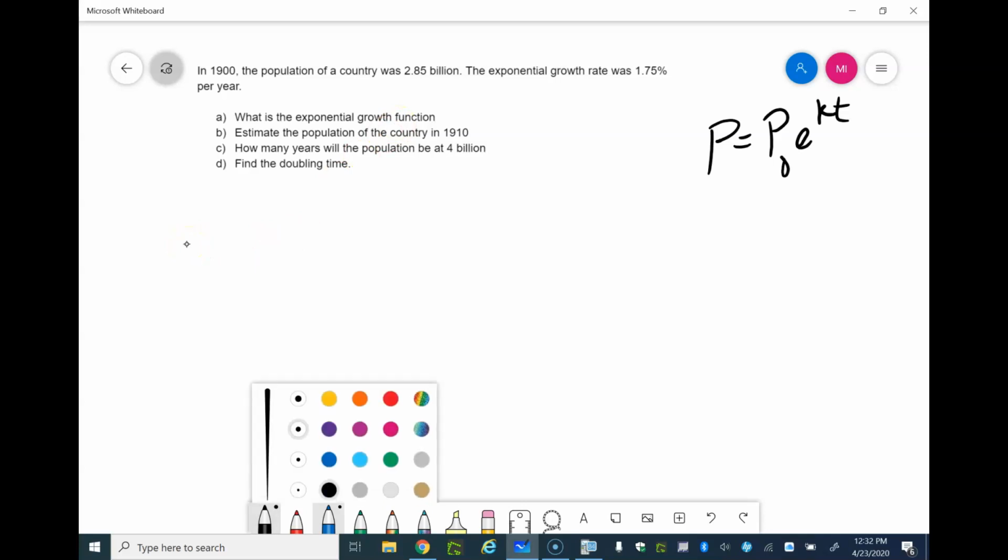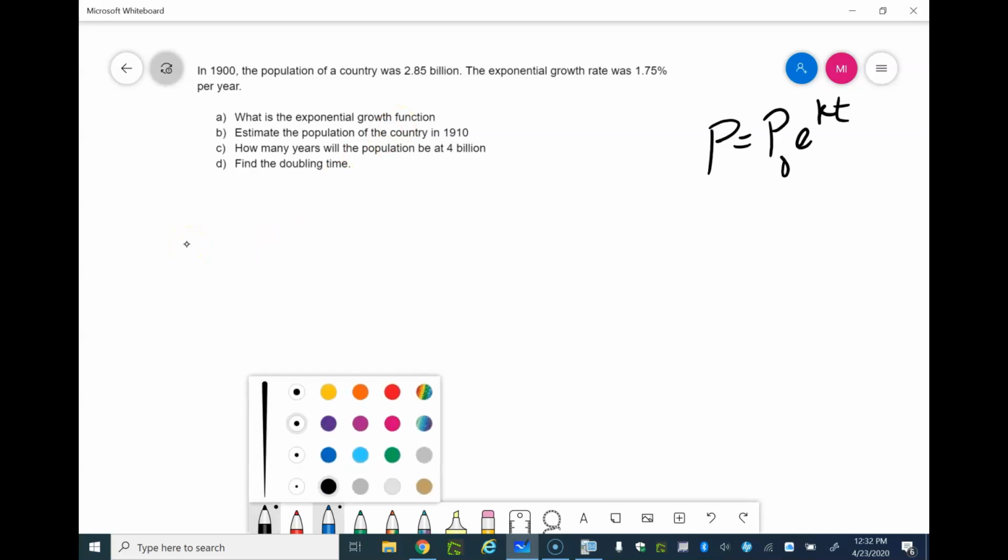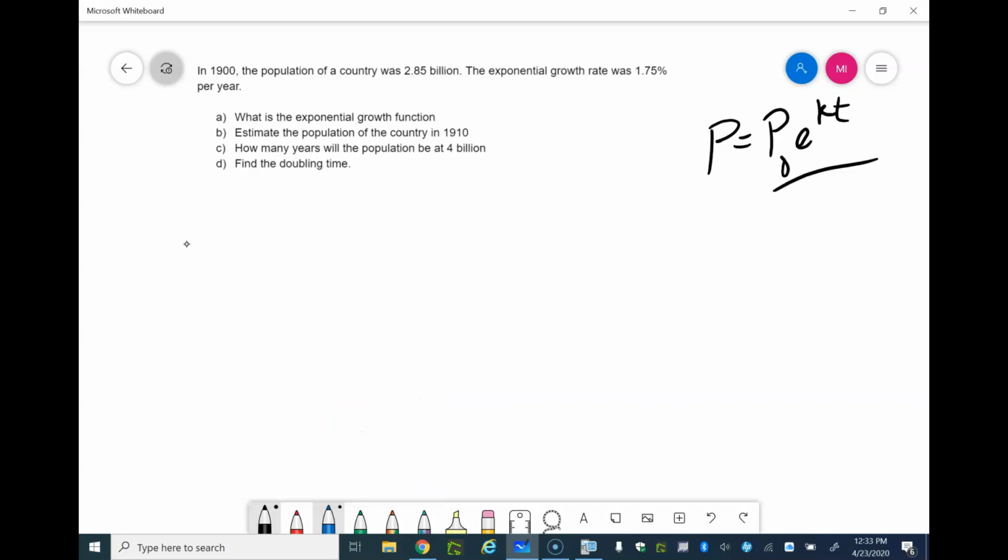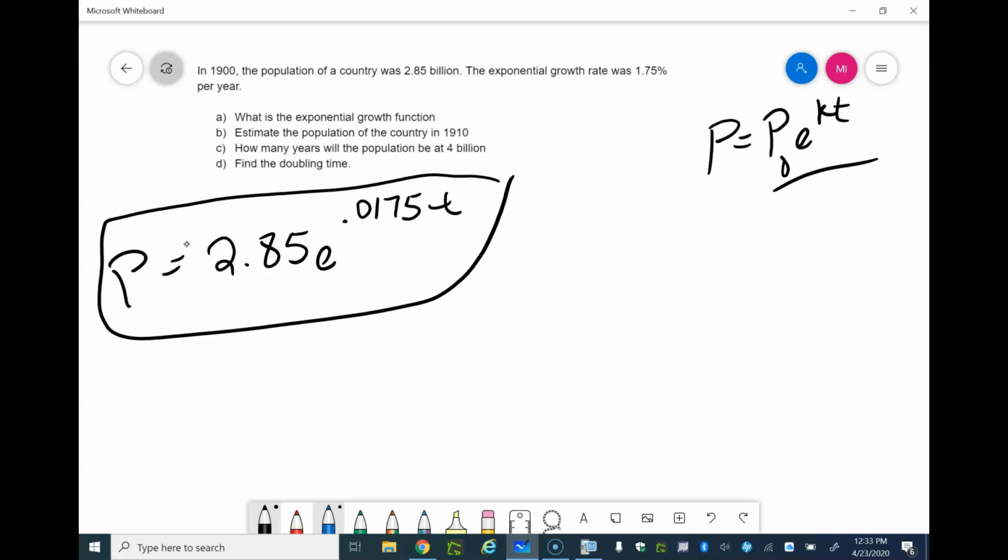So again, we're looking for just the function for A. It's just us plugging it into each part up here: 2.85 e raised to 0.0175 t. So this is going to be the answer for part A. There's nothing else you need to do because I'm just looking for the function.